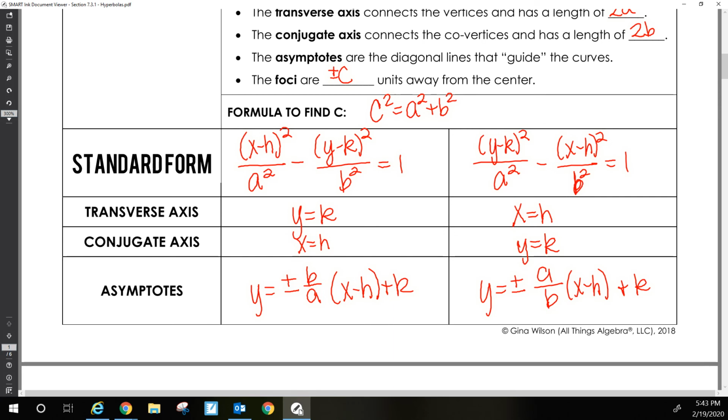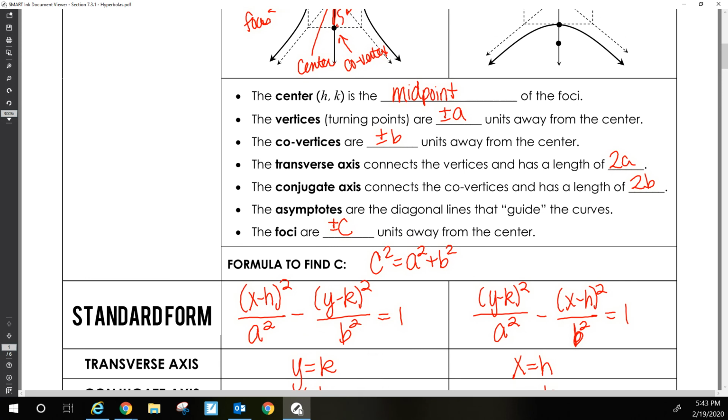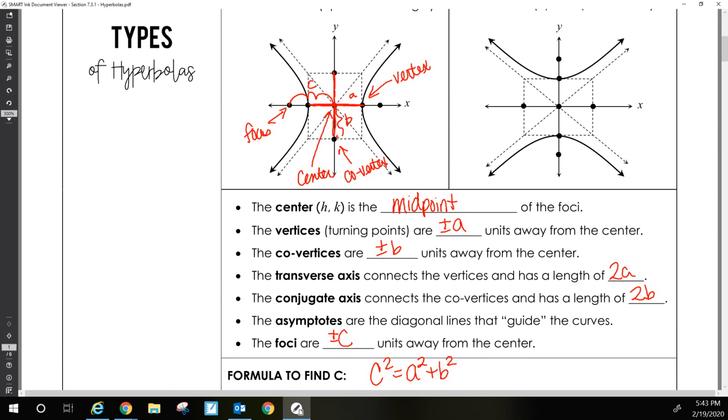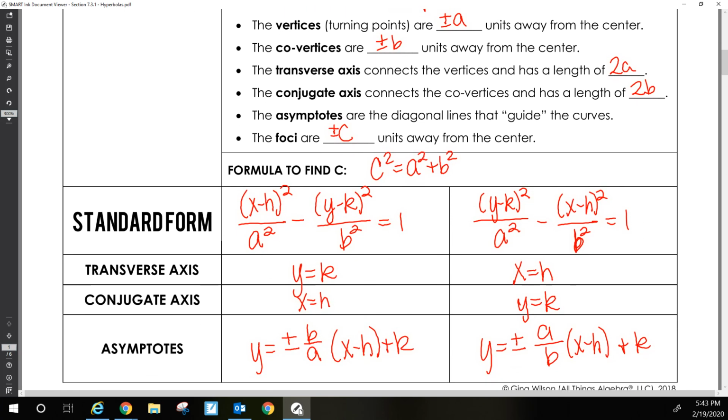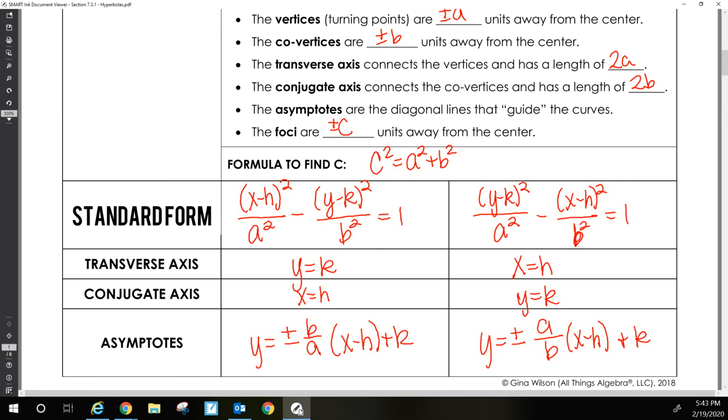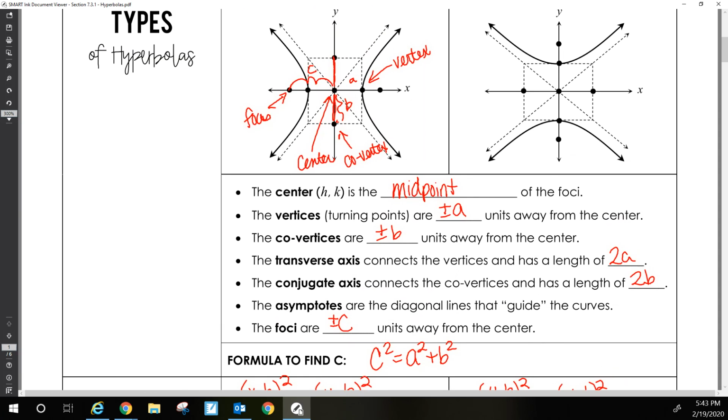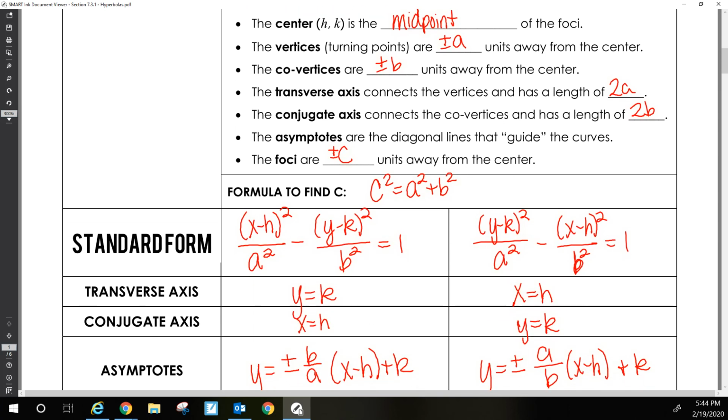So we can look up here just to see why these are the case. Look up here with our horizontal hyperbola. The transverse axis is this guy here, and that's at y equals k because it's horizontal. Which axis are we crossing? We're crossing the y-axis at k, so it's y equals k. For our conjugate axis, we're now talking about this vertical piece here. That's a line crossing the x-axis at h. And so that's how we get x equals h. The opposite is true for our verticals.